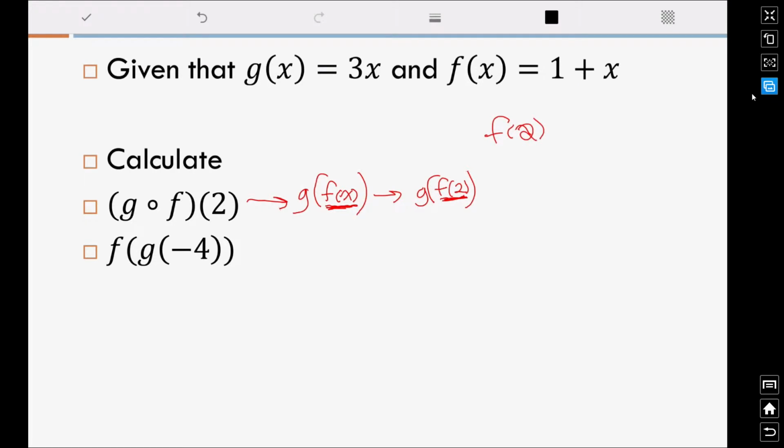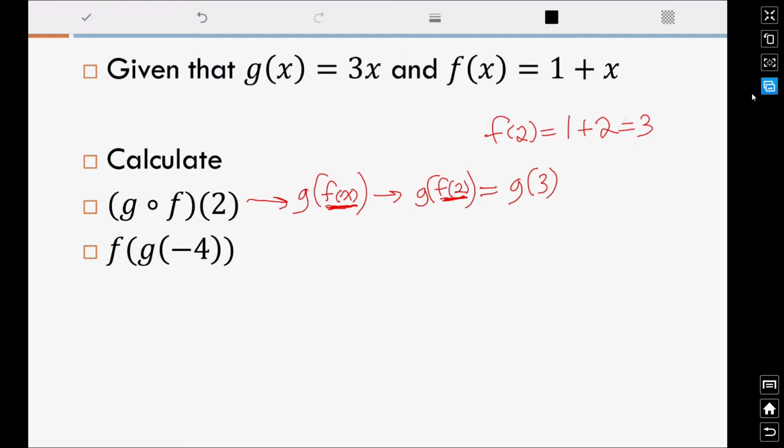f of 2 is equal to, well, f of x is 1 plus x, so this becomes 1 plus 2, so f of 2 is 3. Then this function becomes g of 3, because f of 2 is really equal to 3, so I can replace f of 2 with 3.